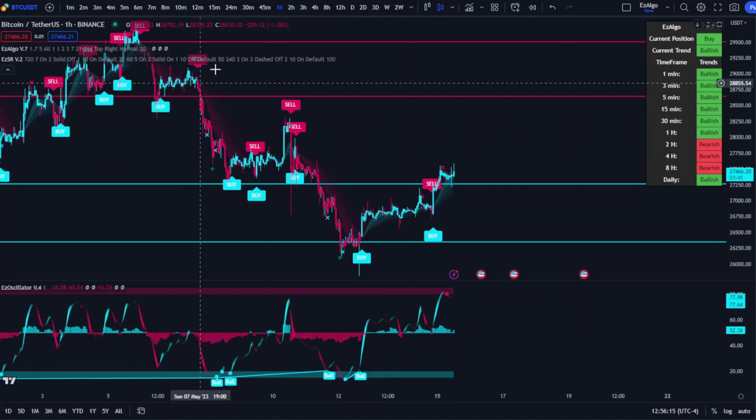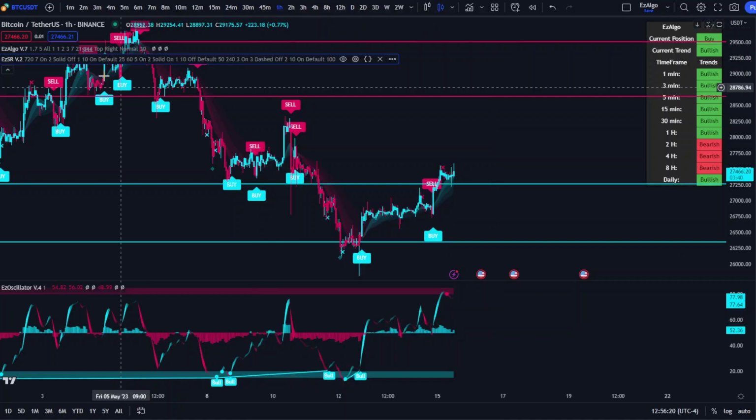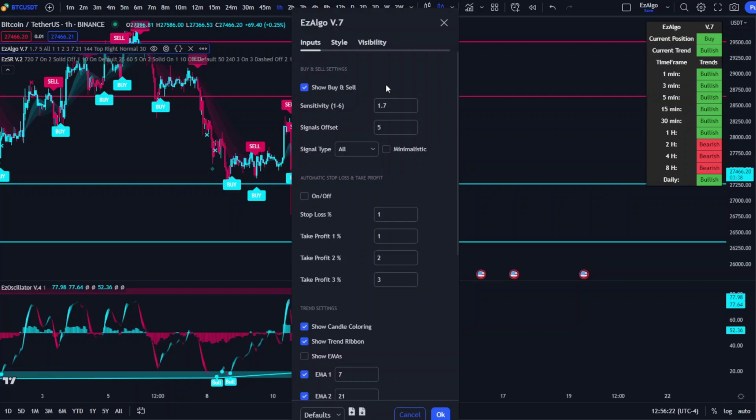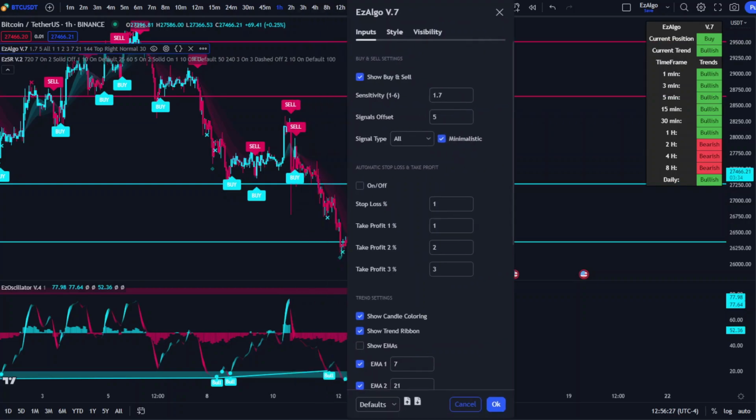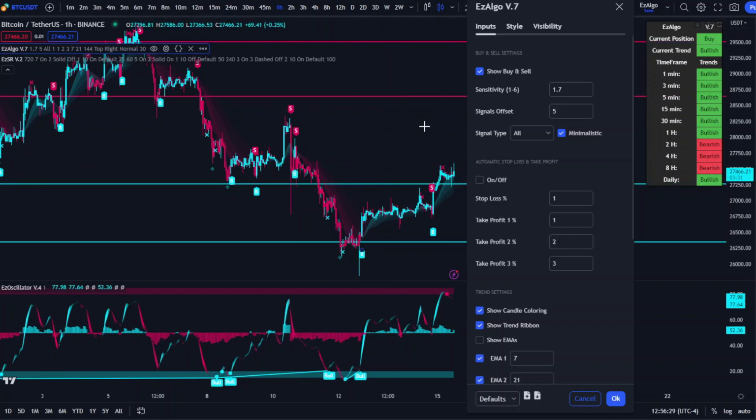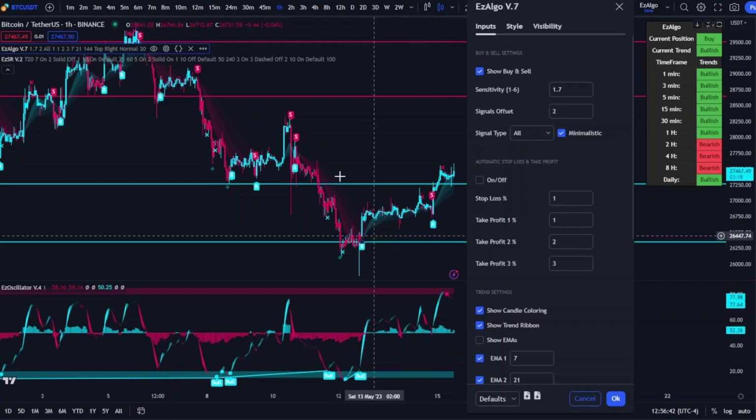But we're gonna start by removing a lot of this clutter to make things as easy as possible to follow. So the first thing we're gonna do is go into the EzAlgo V7 settings, and we're gonna toggle on the minimalistic. What this does is it changes those big bulky buy and sell labels down to a simple B and S. I also like to change the signals offset to around 2. That just moves the label closer to the candle, so it makes things look a lot smoother.